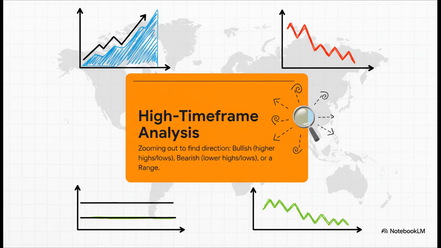Step 1 is super simple. We just zoom out. We look at the daily or the weekly chart. Why? Because on the higher time frames, all that day-to-day noise, it just disappears. The structure becomes so much clearer. And again, we're not looking for an entry. We are simply trying to figure out the overall direction. Is it bullish? Is it bearish? Or is it just chopping around in a range?